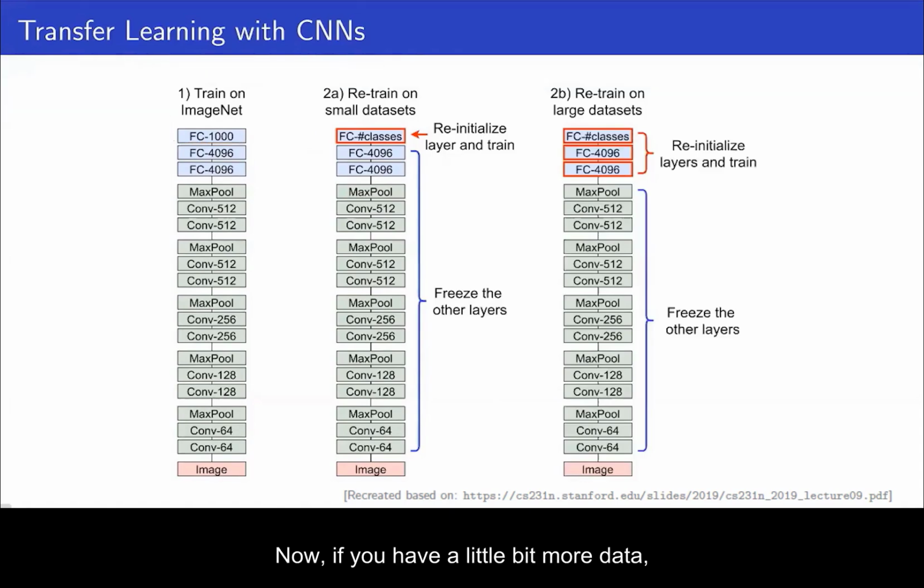Now, if you have a little bit more data, but it's still not enough to train the entire network from scratch, what you can also do is to fine tune the whole network with weights pre-trained on the ImageNet dataset. So this means that you update the weights of the whole network and you reinitialize the fully connected layers of the network and you train them. So the more and more data that you have to train with, you can consider updating more and more layers of your network from deeper layers to earlier layers. This is the important thing to remember.